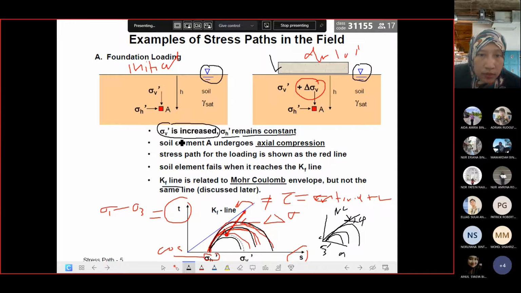The effective vertical stress increase until the failure lines meet. Maknanya kalau you nampak you kenakan lagi tegasan, you kenakan lagi tegasan additional vertical stress increase until it fails. So that's how you can produce the stress path line yang mana bila dia makin bertambah-tambah until dia meet the last stress path failure line. So Kf ni mewakili stress path failure line. Okay, the stress path failure line dia tak sama dengan Mohr-Coulomb failure envelope.